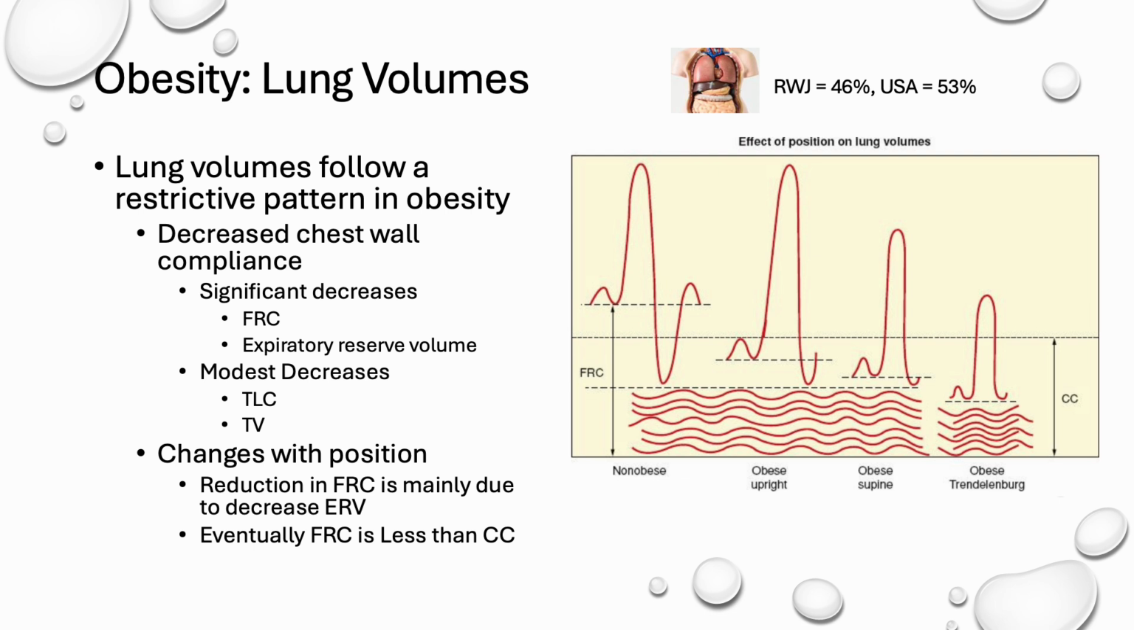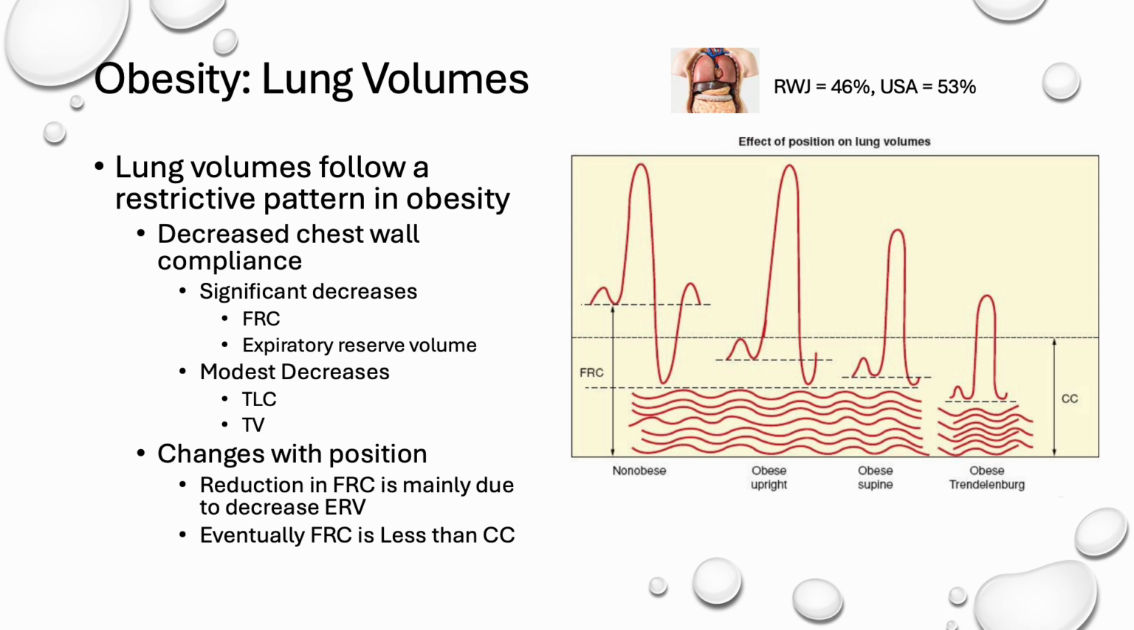Moving on to obesity and lung volumes. When discussing lung volumes and capacities, it's very important to remember that capacities are simply two or more volumes that are added together. When thinking about this topic in obesity, a restrictive pattern is usually followed, caused mostly by reduced chest wall compliance. When all patients, but especially patients who are obese, go from upright to supine, then to Trendelenburg, the abdominal contents shift cephalad and push up on the diaphragm.